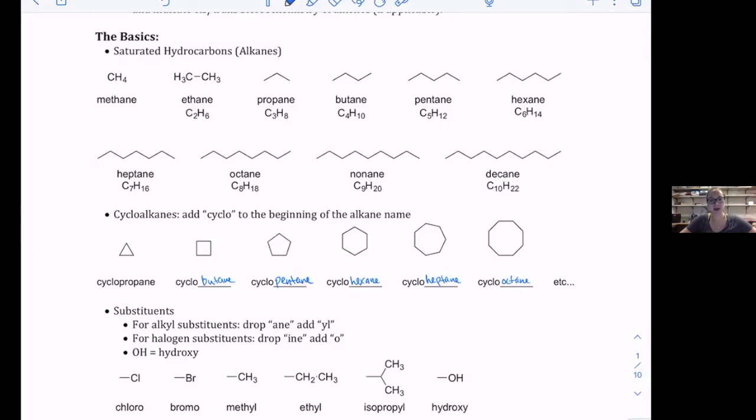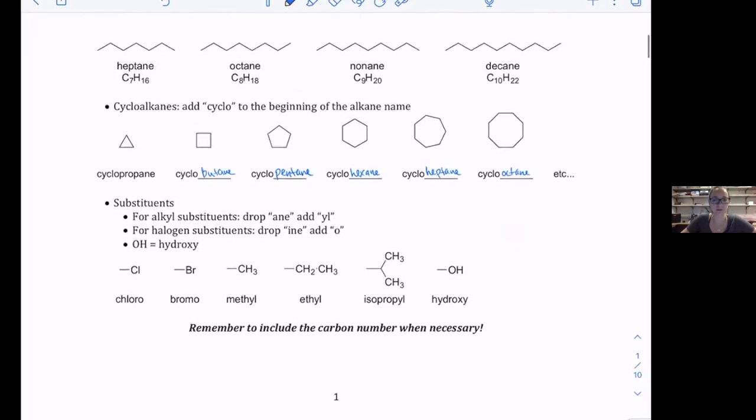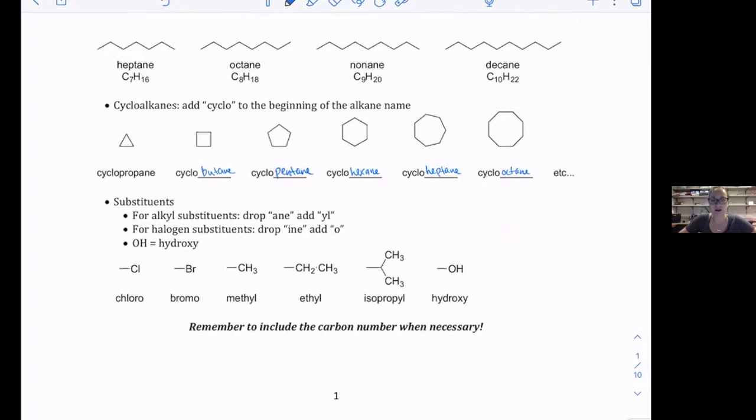In cycloalkanes, we're adding cyclo to the beginning of each name. So cyclopropane would be a ring with 3 carbons, on and on. I went ahead and filled in these answers too. And then when we add a substituent, if it's a carbon-based substituent, we're going to drop the -ane and add -yl to it. So methyl instead of methane if it's off of the base carbon chain. And then for halogen substituents, we'll drop the -ine, like chlorine. We won't have the -ine at the end. We'll add -o, so it'll be chloro.